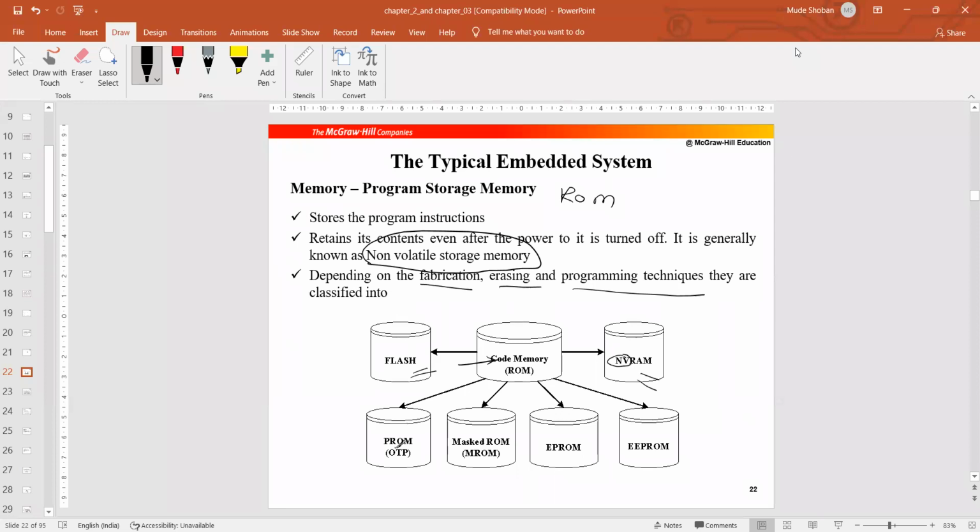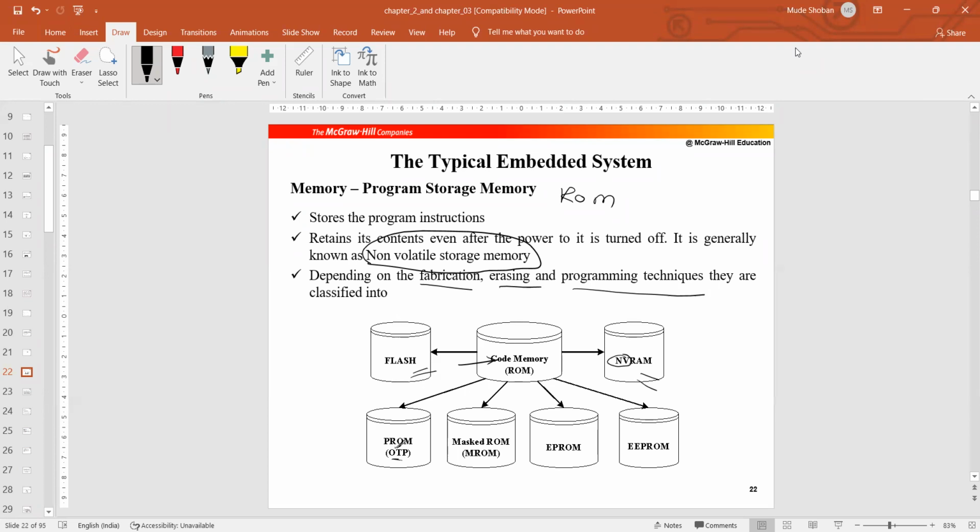And if you see the categories, PROM, programmable read-only memory, is also known as OTP, one-time programmable. This is one-time programmable, like CDs or DVDs. Once it is used, you can't load again. The data, once stored in that DVD, is permanent. You can't erase it or use it again to load something. Once it is full, that's it. Next, masked ROM, M stands for masked read-only memory.